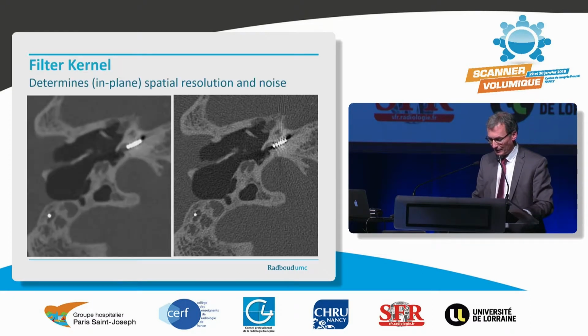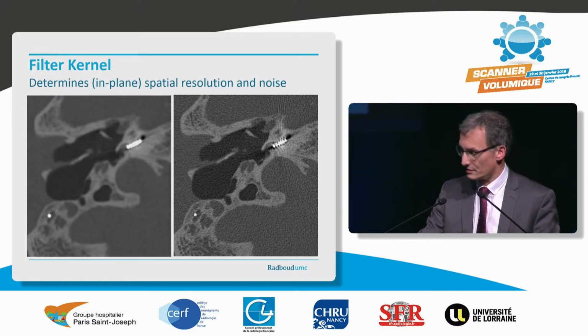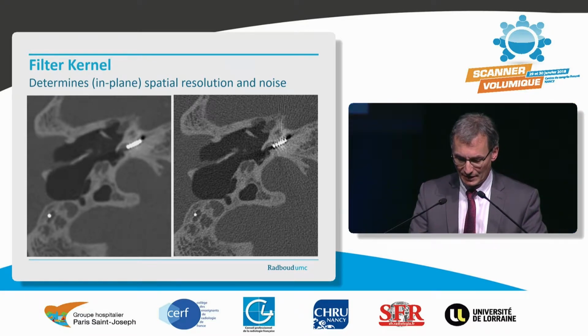Now, if you look at ultra-high resolution conventional CT, filter kernel is the most important factor. We all know that. It determines the in-plane spatial resolution, but also it determines the noise. So you see that if you have higher noise, you also get higher spatial resolution. In other words, higher spatial resolution comes with the penalty of higher noise.